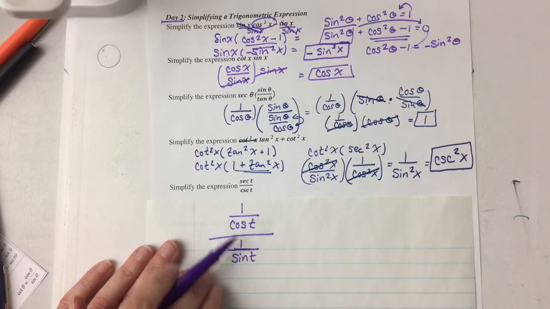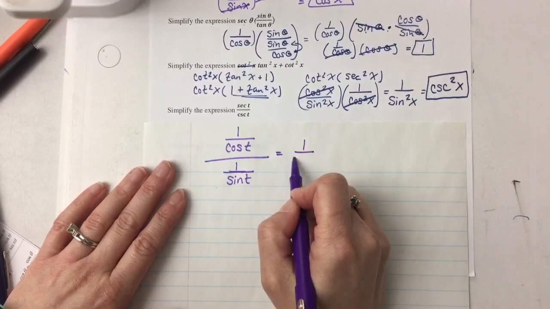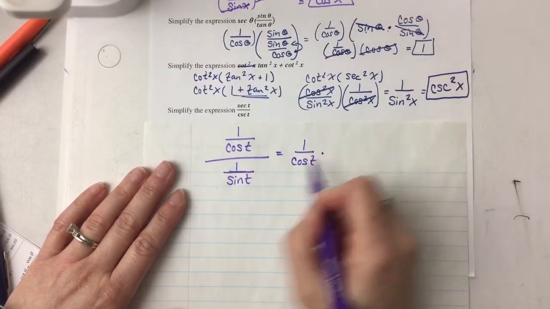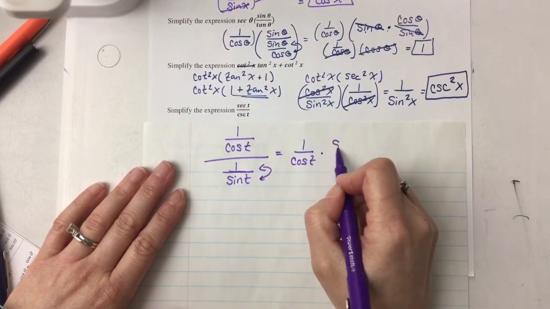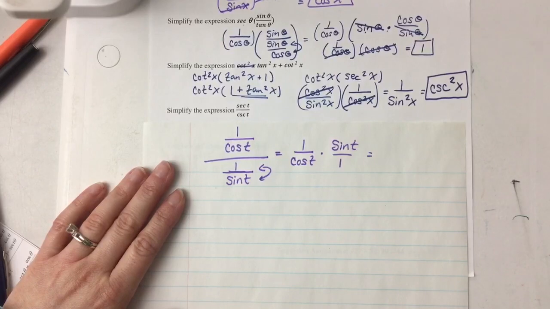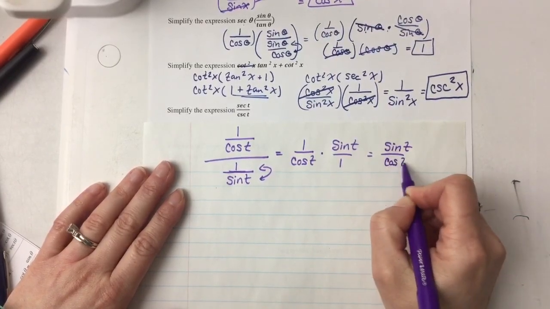You cannot divide fractions. So what I need to do is keep the top fraction the same, 1 over a cosine of t. Change divide to multiply. Flip the second one upside down, so it's the sine of t over 1. Top times top, bottom times bottom. Sine of t over the cosine of t.